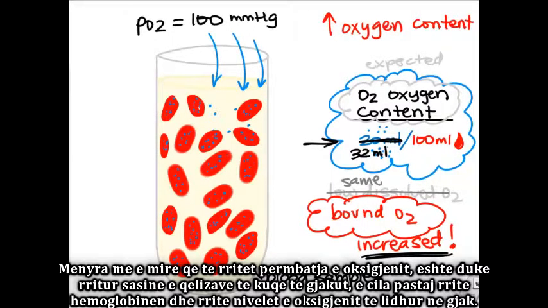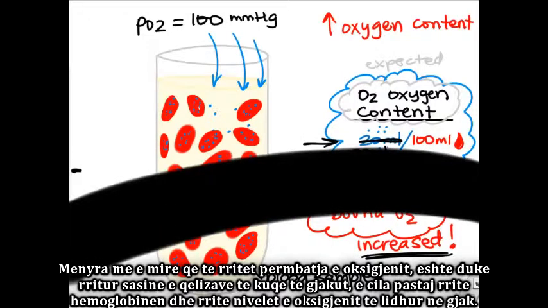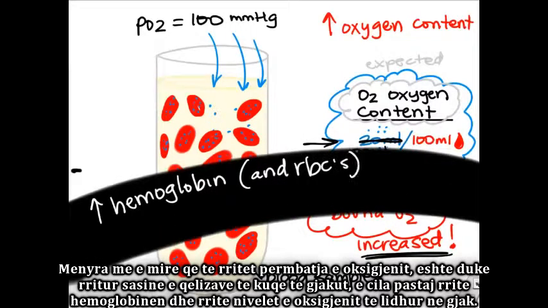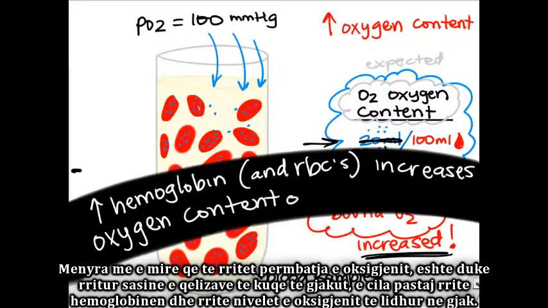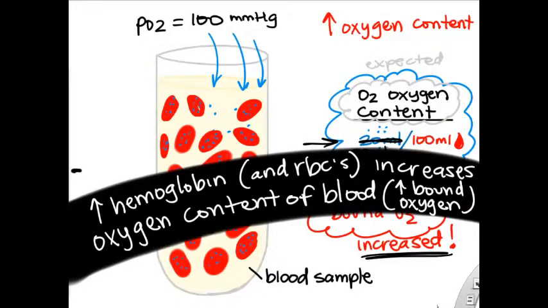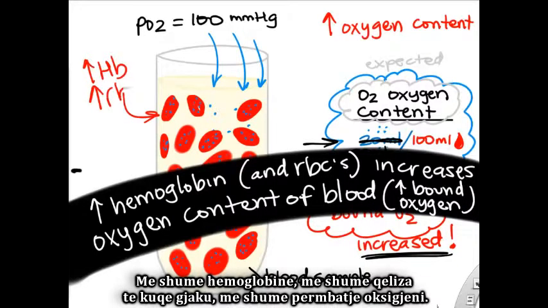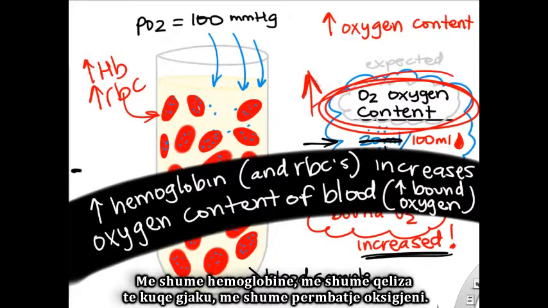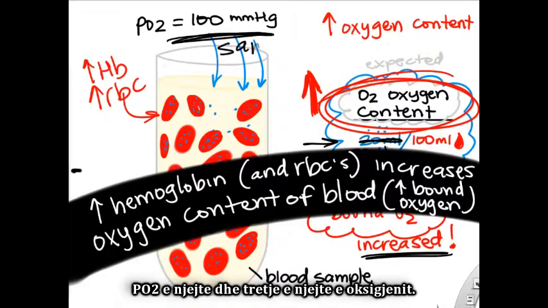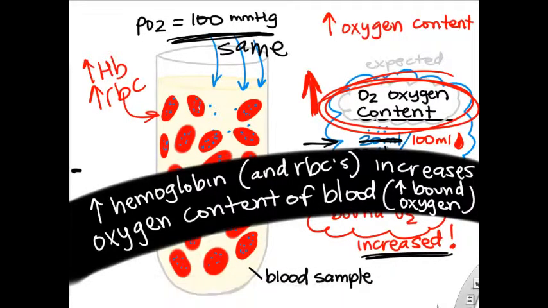So the best way to increase your oxygen content is simply to increase your amount of red blood cells, which increases your hemoglobin and increases the bound levels of oxygen in your blood. So more hemoglobin, more red blood cells, more oxygen content. Same PO2 and same dissolved oxygen.